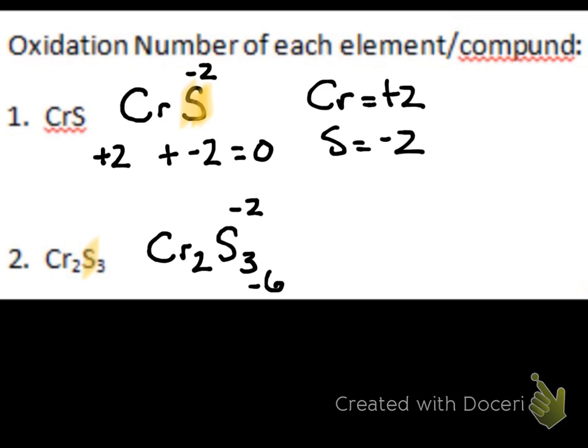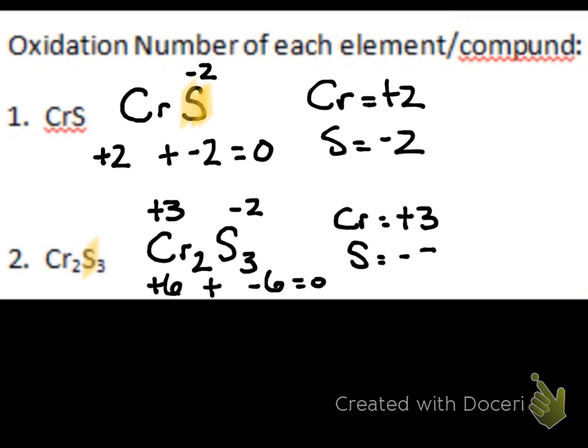Okay. If the overall charge of my negative is -6, and I have 2 chromiums, I've got to find out what times 2 equals 6, and that is 3, so my oxidation number of chromium is plus 3, because 3 times 2 is positive 6, and positive 6 plus minus 6 is 0. So the oxidation number for chromium, in this case, is now a plus 3, while sulfur is still a minus 2.